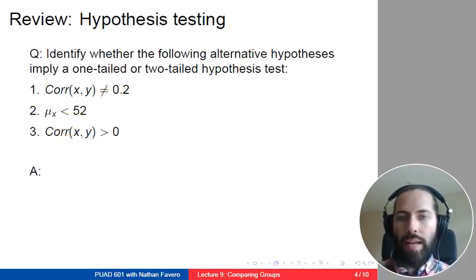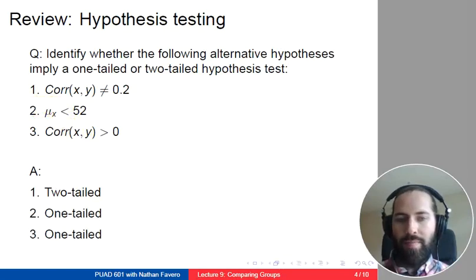Are they one-tailed or two-tailed? Well, the simplest way to gauge if it's one-tailed or two-tailed is that the two-tailed is usually going to have a not equal sign. And so we can see that item one is a two-tailed alternative hypothesis. Whereas if we have a greater than or less than sign, we're usually talking about a one-tailed test. And indeed, this one and this one are both one-tailed tests. All right, that's it for our review. In the next video, we'll learn more about how to do an analysis where we look at the relationship between two qualitative or categorical variables.